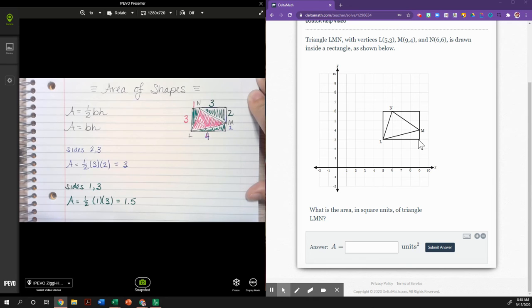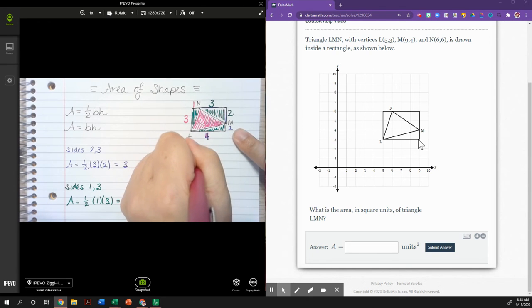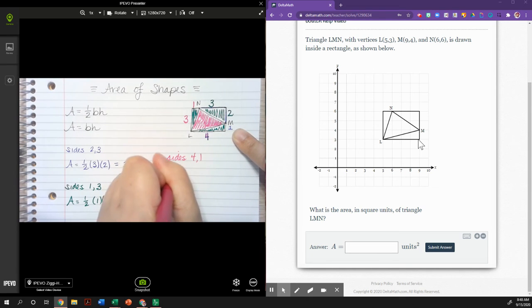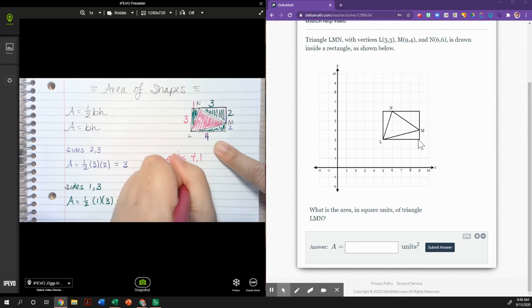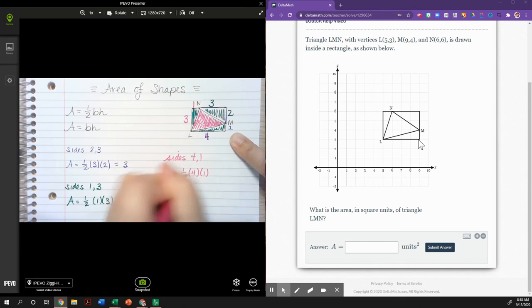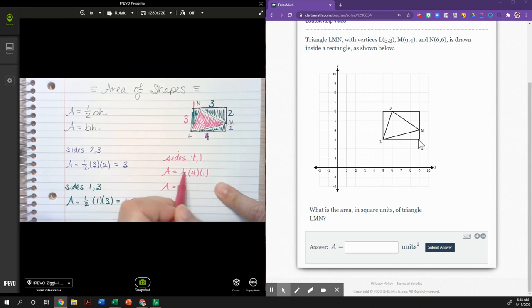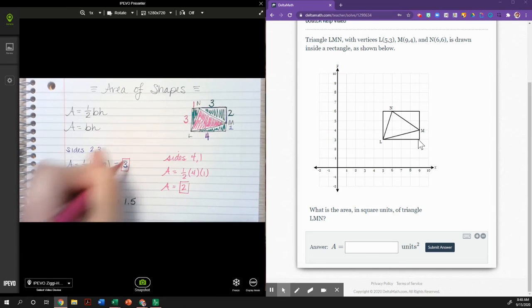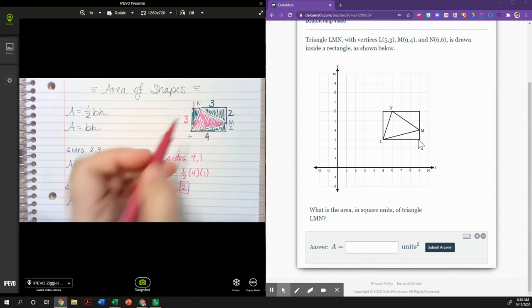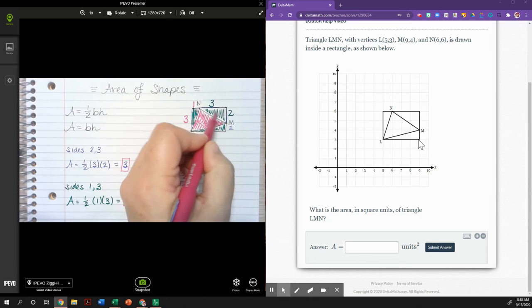All right. And then now, if I take sides 4 and 1, okay, and I find the area of that triangle. So 1/2 times the base times the height. All right, well then 4 times 1 is 4, and half of 4 is 2. Okay, all right, so now that I have my 3 areas, that gives me the area of these 3 triangles.